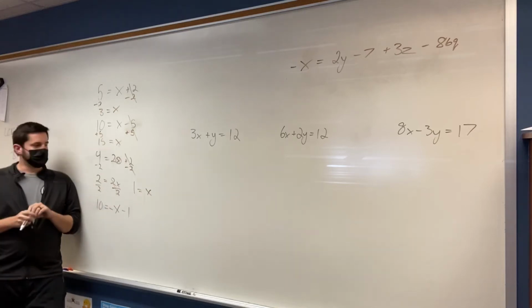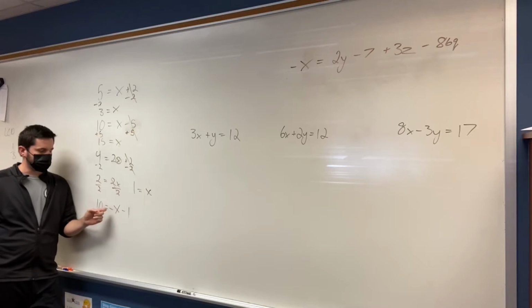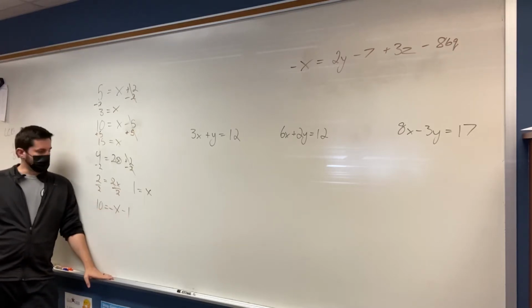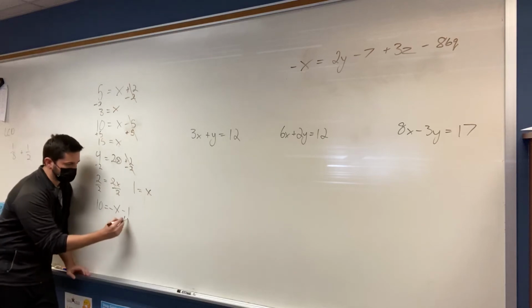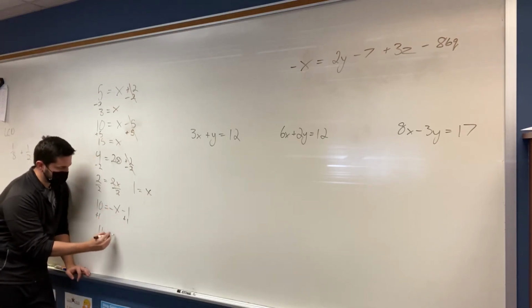Just grab a seat. So for the next part, I have 10 equals negative x minus 1. What are we going to do here? First, let's add 1 to both sides. This makes sense. Let's go ahead and add 1 to both sides. That's a little weird. I have 11 equals negative x.